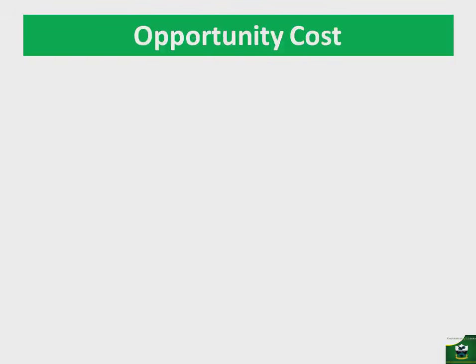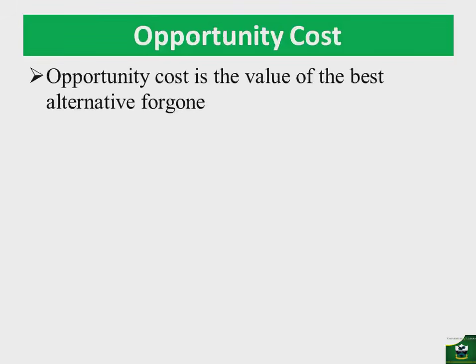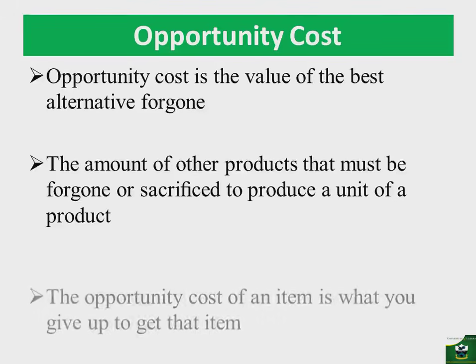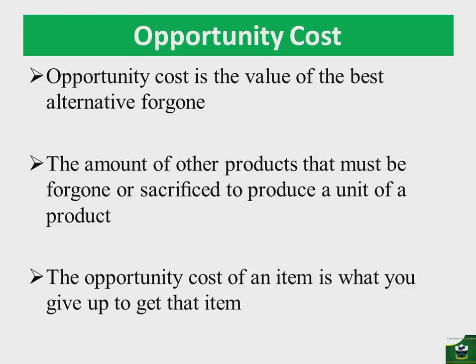Let's look at the opportunity cost, which is the value of the best alternative forgone. In other words, it is the amount of the product that must be forgone or sacrificed to produce a unit of a product. Now, when we say this, we mean it's the amount of one product that must be forgone to produce a unit of another product. This means that the opportunity cost of an item is what you give up to get that item.